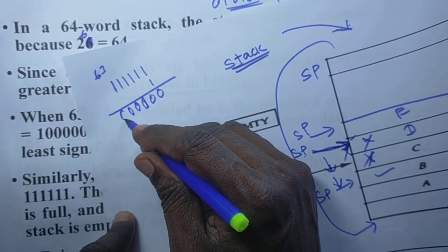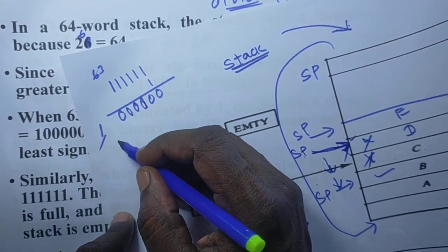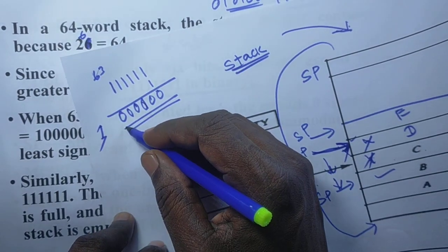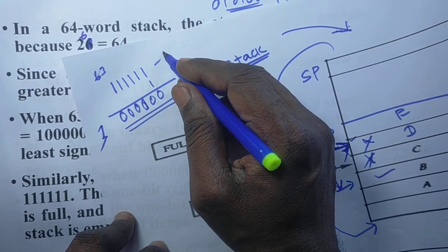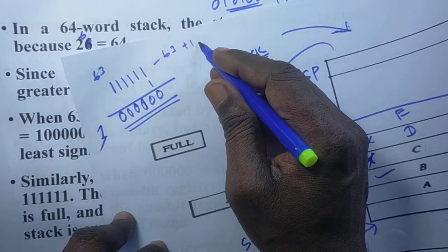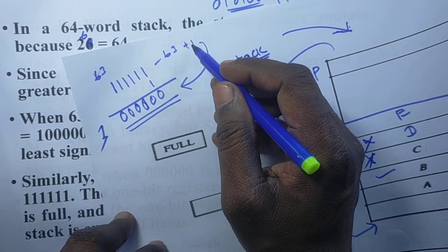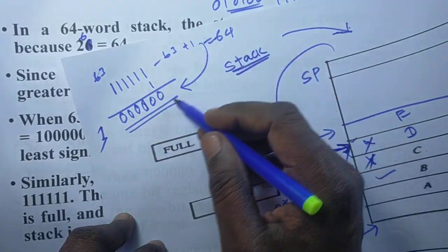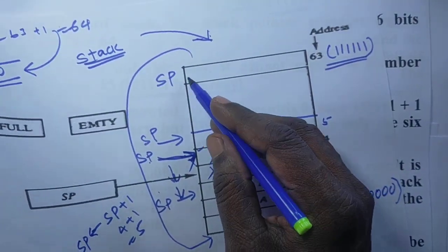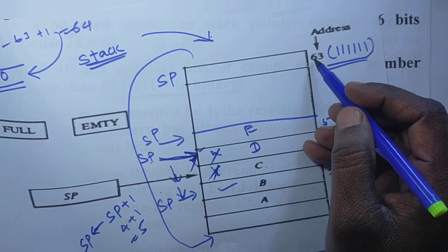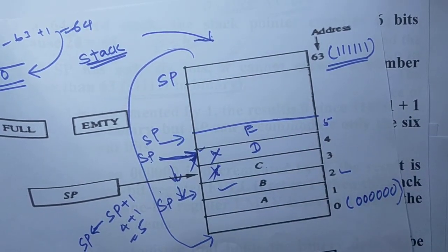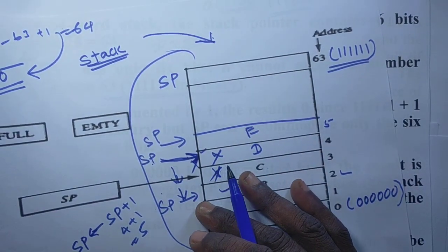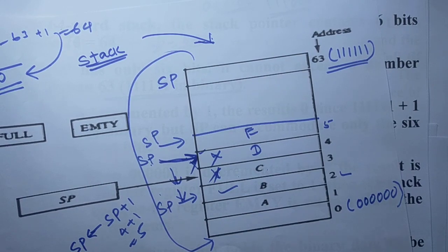It contains 6 digits, but the extra 1 is an overflow. Okay, 6 digits means when 1 is added to 63, it is 63 plus 1, then it comes to 0. Actually it is 64, but 64 is not available. Then what happens? Then it comes to 0. Whenever SP is in this position and 1 is added, automatically it comes to 0, because there is no space after 63. Okay, this is the basic concept of the stack, whenever it is a fixed size stack.